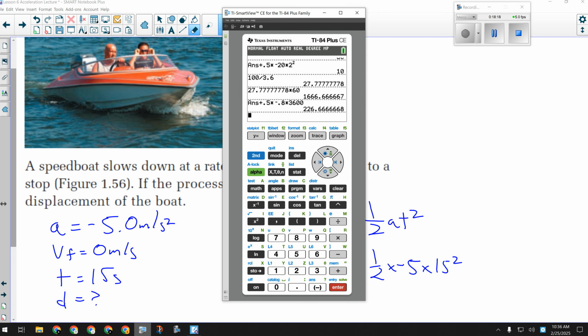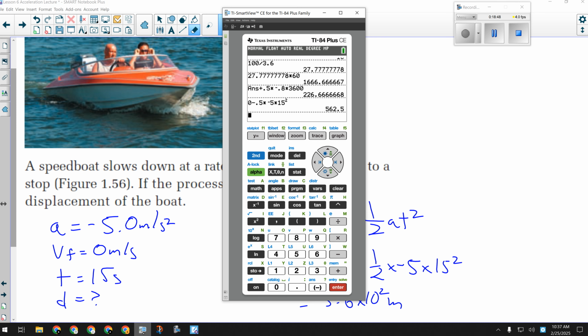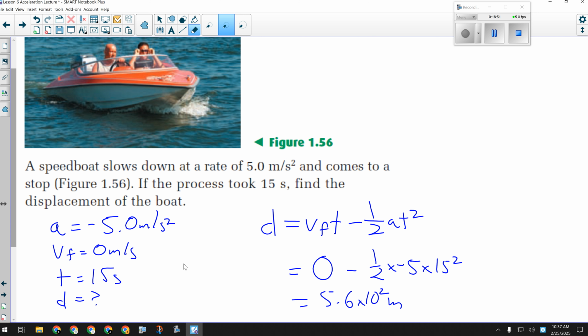All right, so when we plug in our numbers here, 0 minus 0.5 times negative 5 times 15 squared, it is going to travel 562.5 meters. We only have two significant digits here, so that's going to be 5.6 times 10 to the 2 meters. That's quite a long way, right? But it must have been going very fast when this all started. It did, after all, take 15 seconds for it to stop. You can travel a long way in 15 seconds.